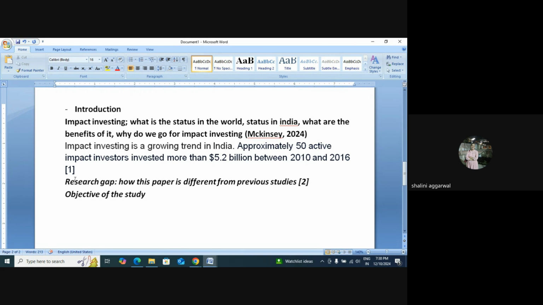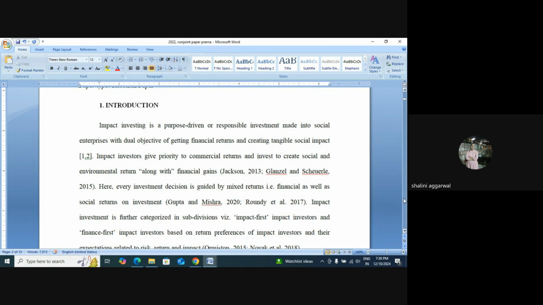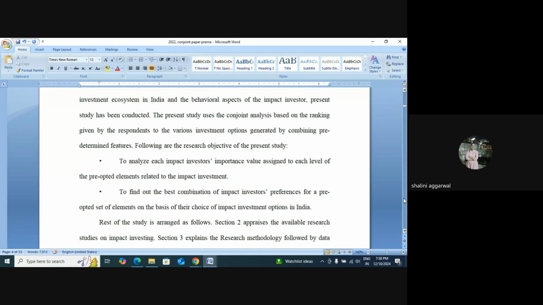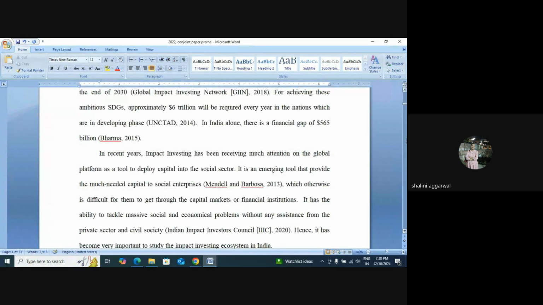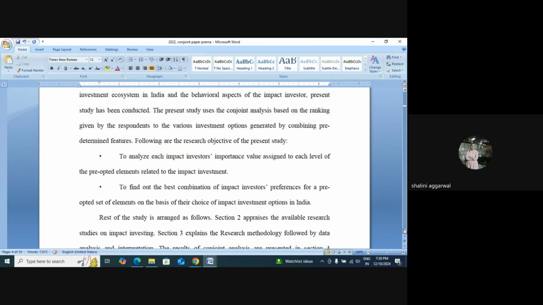Next important thing is the research gap. So how your paper is different from the previously written papers, and the objective of the study. So let me show you यहाँ पर एक पेपर में, to get a clearer view, look at this. This is my introduction part. This is one of my papers, right? Impact investing का ही है. So just have a look at this.